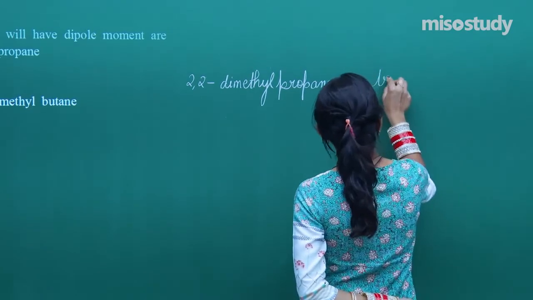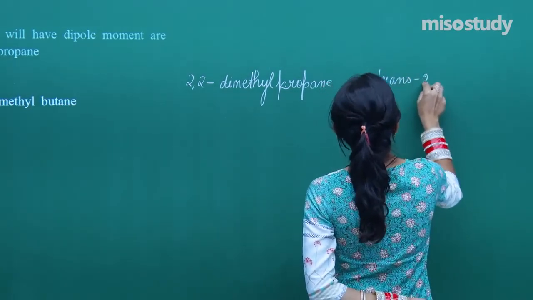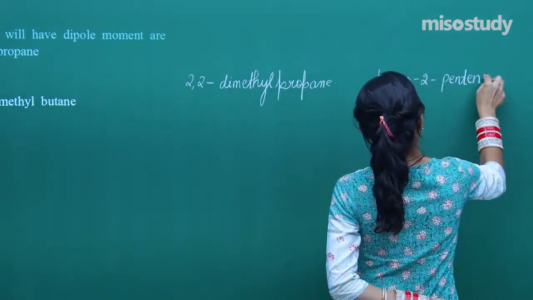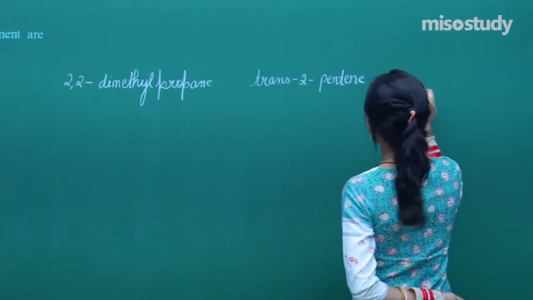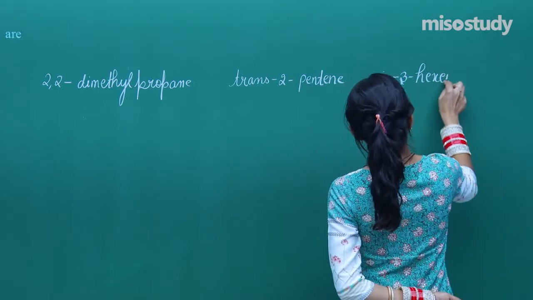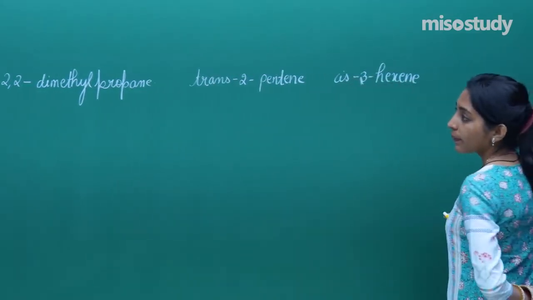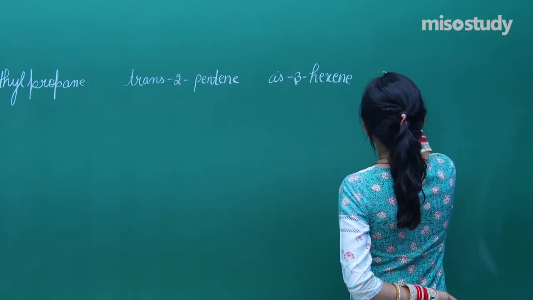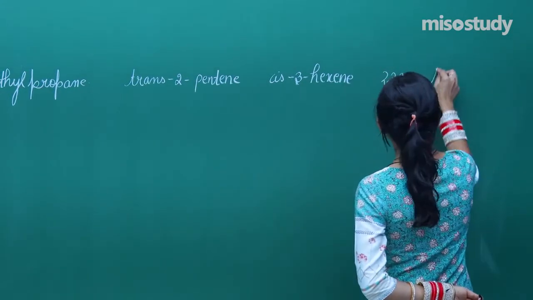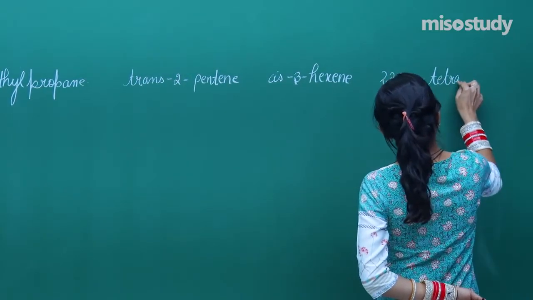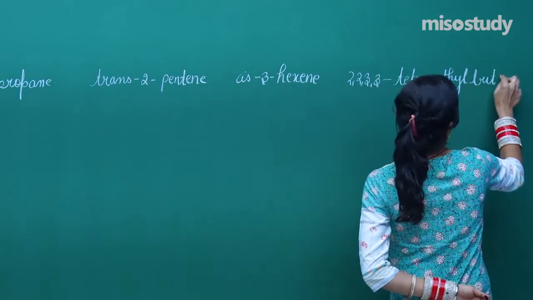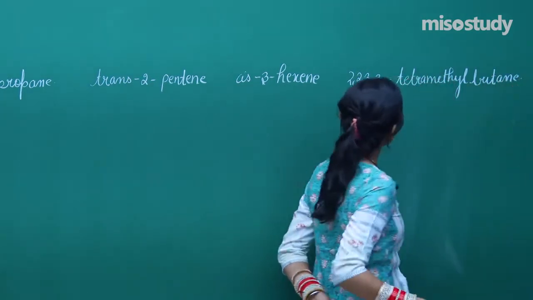Let me first write down all the names. Then is trans 2-pentene. Then we have cis 3 hexene, and then we have 2,2,3,3 tetramethylbutane. Let me first draw the structure.